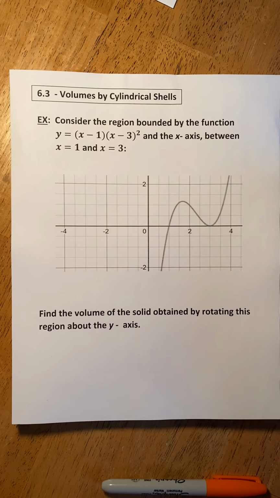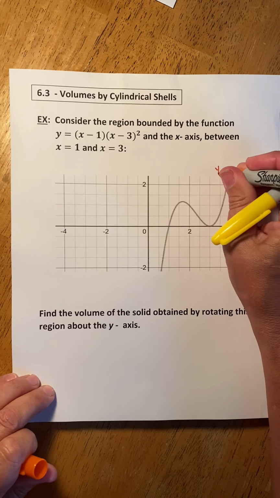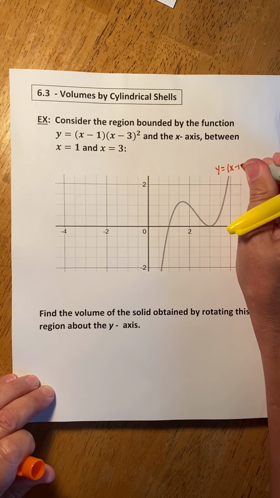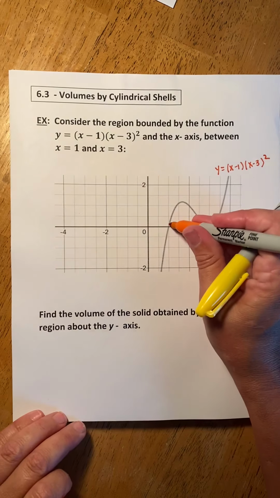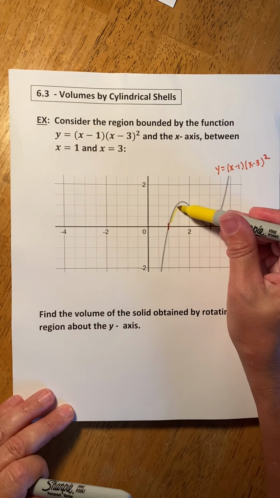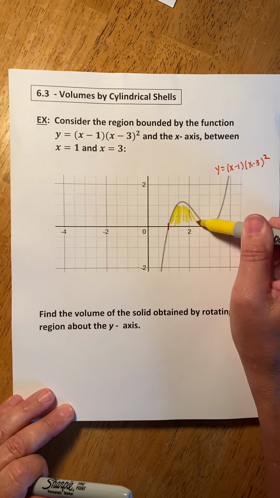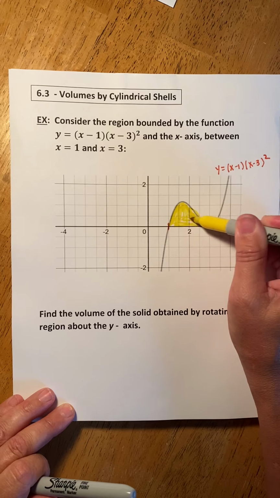So let's consider the function y equals x minus 1 times x minus 3 squared. I have that graphed here for you. We're going to look between the values of 1 and 3 right here, in the area bounded by the curve and the x-axis. So this is a nice area.